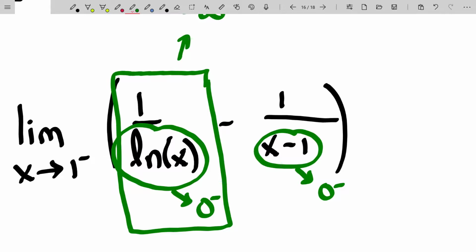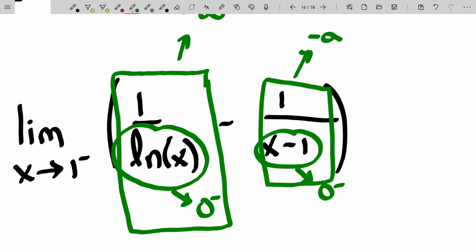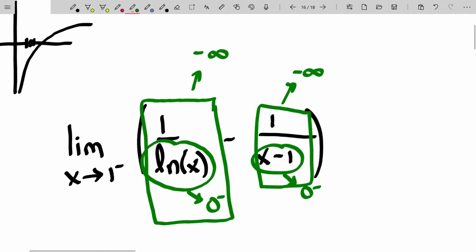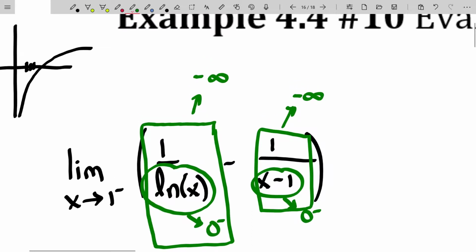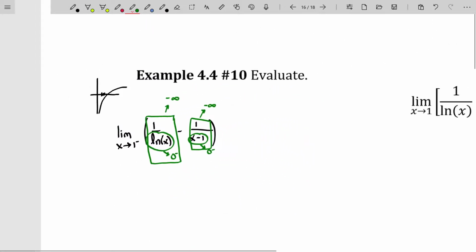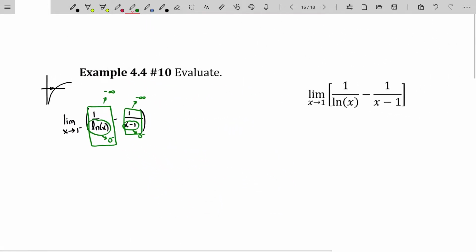Close to 0, but negative. So therefore, this entire fraction is approaching negative infinity. And now we have negative infinity minus a negative infinity, or in other words, this is the infinity minus infinity situation, because it's negative infinity plus infinity. So this case right here, how are you going to deal with it? Again, we have an infinity minus infinity case.